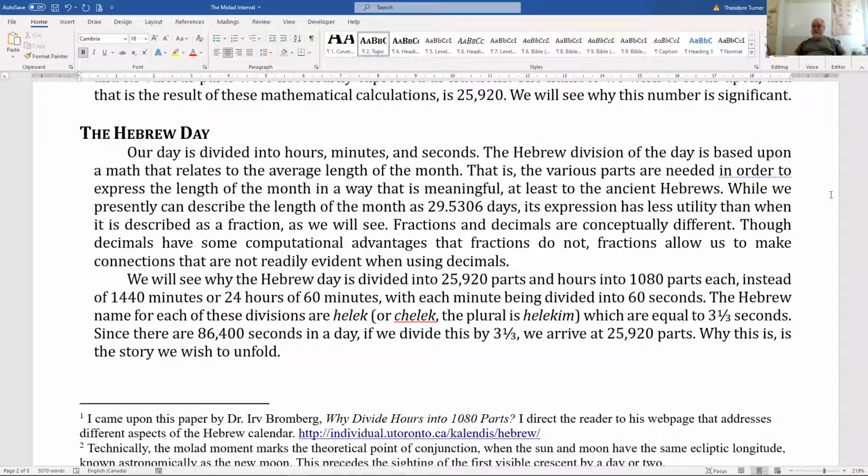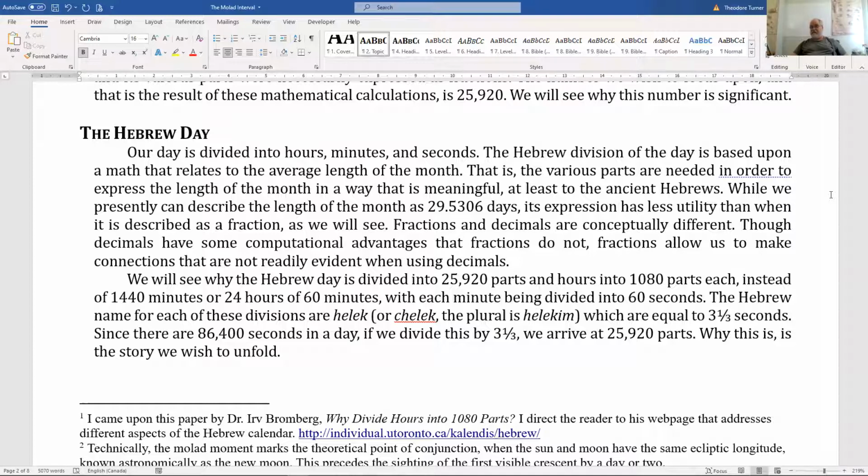Our day is divided into hours, minutes, and seconds. The Hebrew division of the day is based upon a math that relates to the average length of the month. That is, the various parts are needed in order to express the length of the month in a way that is meaningful, at least to the ancient Hebrews. While we presently can describe the length of the month as 29.5306, so that's just a rounded fraction, its expression has less utility than when it is described as a fraction, as we will see.